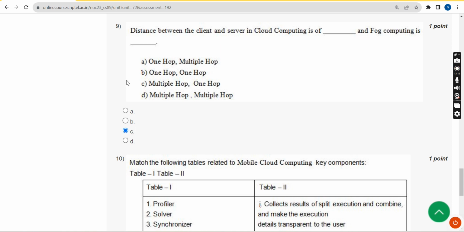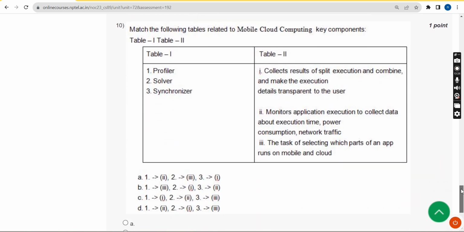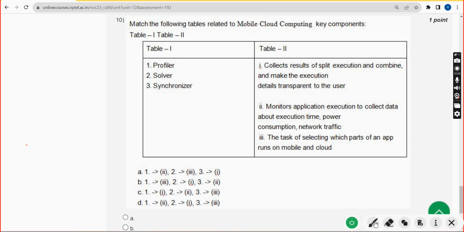And moving on to the final question of the assignment, that is the 10th one. So 10th question: match the following tables related to mobile cloud computing key components.